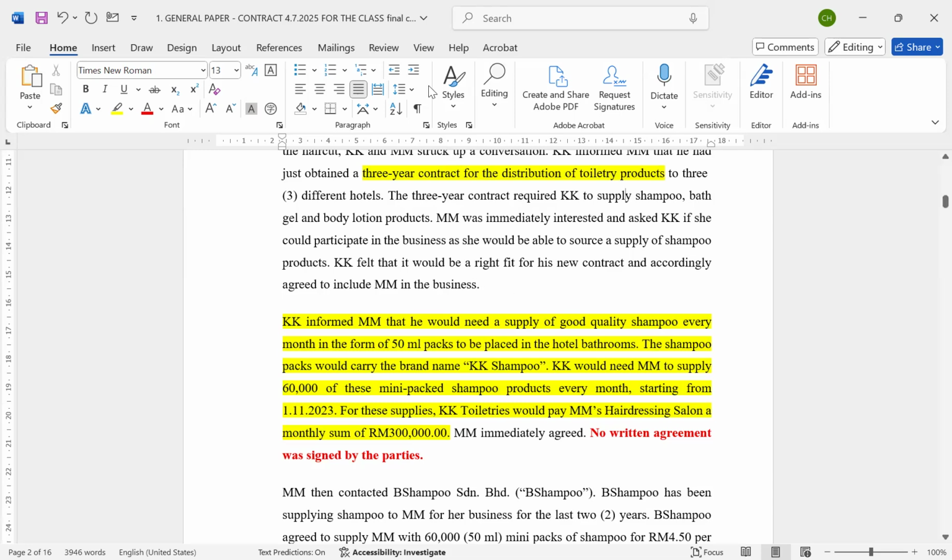But at this moment of time, you must be very clear who is the offeror and who is the offeree. Okay, who accepts the deal? Who offers the deal? Okay, at this moment of time, there is actually no contract yet.